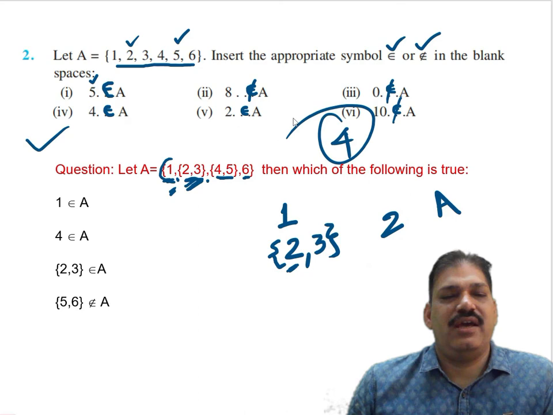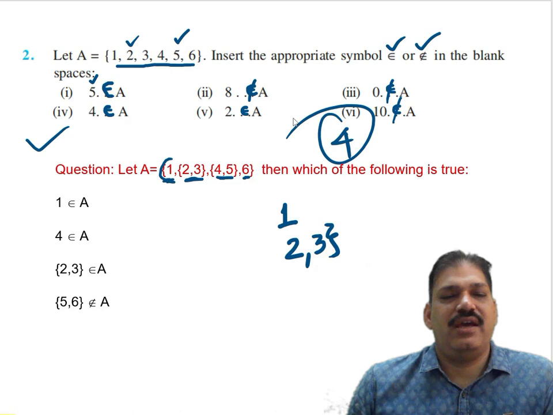So the 2 does not belong to A. Notice that you see a 2 here, but along with 2 there is 3, so this whole thing is a set. A single 2 is not available here. In the same way, if someone asks you, is 4 an element of A? The answer is of course no. You see a 4 here, but the whole element is {4,5}. So we have to keep in mind, while writing a set, which is an element and which is not.